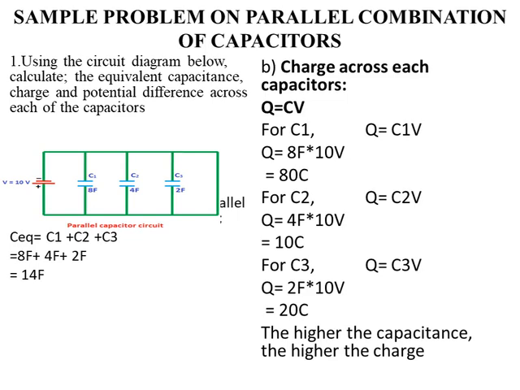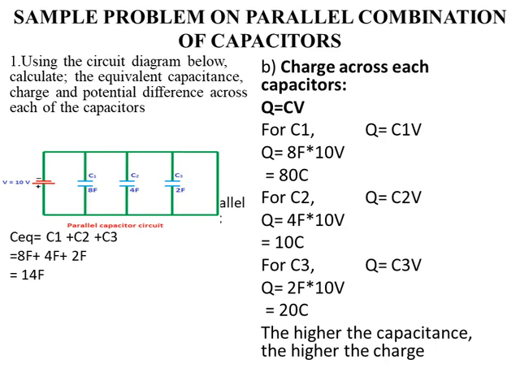Now let's take an example on parallel combination. This says, using the circuit diagram below, calculate the equivalent capacitance, the charge, and the potential difference across each of the capacitors. Now the first one, C1 is 8 farad, C2 4 farad, C3 2 farad. The first thing is you take note of those units and you realize that they are having the same unit, so you don't have any problem with your unit.